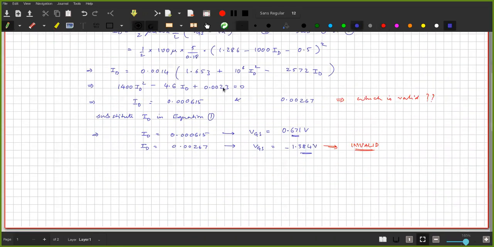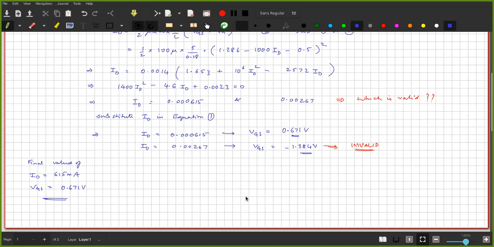So the final values are: ID is 0.615 milliamperes and VGS is 0.671 volts. So these are the final values.